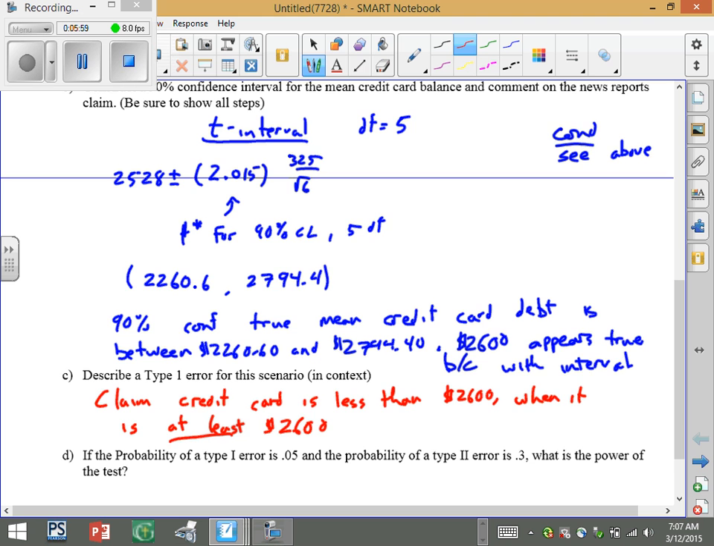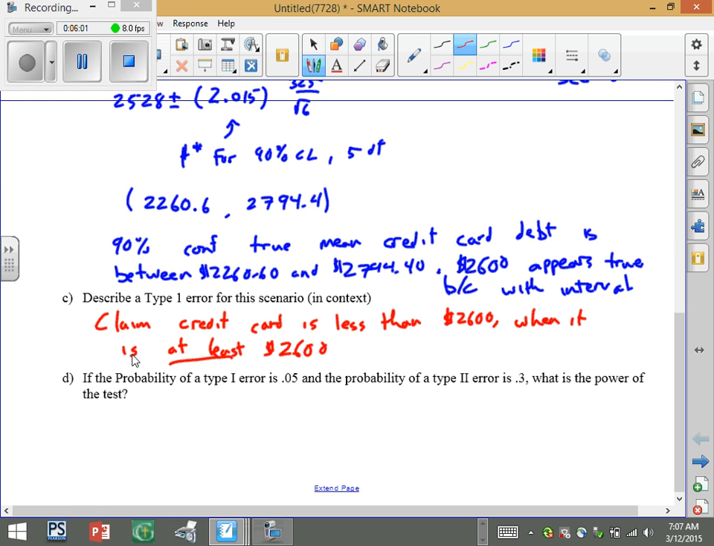All right. If the probability of type 1 test is 0.5 and the probability of a type 2 is 0.3, what's the power of this test? Remember, power equals 1 minus beta. So for us, our power is 1 minus 0.3. So this has a power of 0.7.